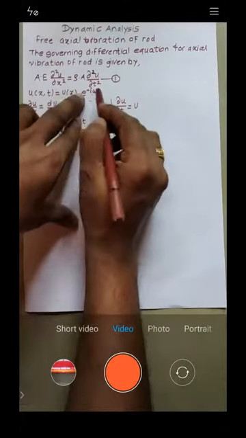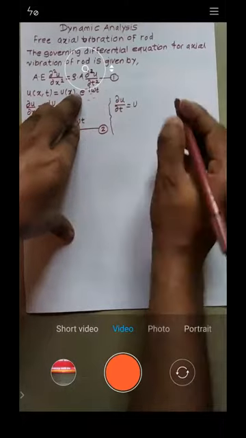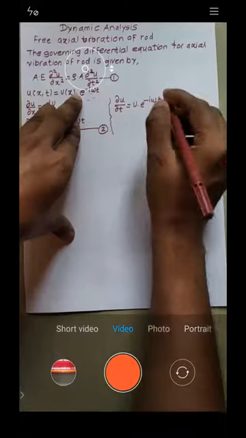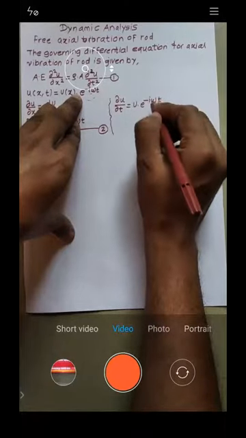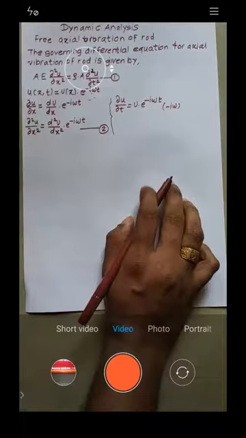Now I need the derivative of this term. What is the derivative of e raised to power minus iωt? It is e raised to power minus iωt as it is, and the derivative of the exponent, which we considered as x, that is minus iω. Is it okay? Right?